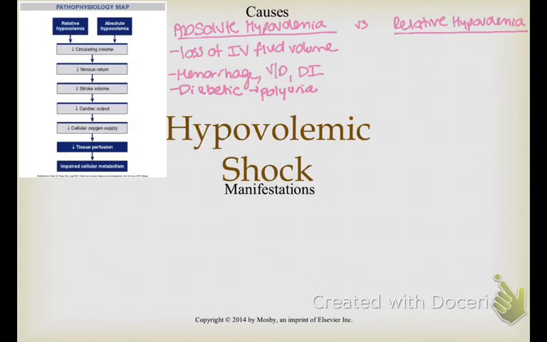Vomiting, diarrhea. So diabetics like the diabetes insipidus or a diabetic who's in ketoacidosis, they're dumping urine, right? So are they having massive fluid loss? Someone who's in a car accident and maybe is internally bleeding, massive hemorrhaging.